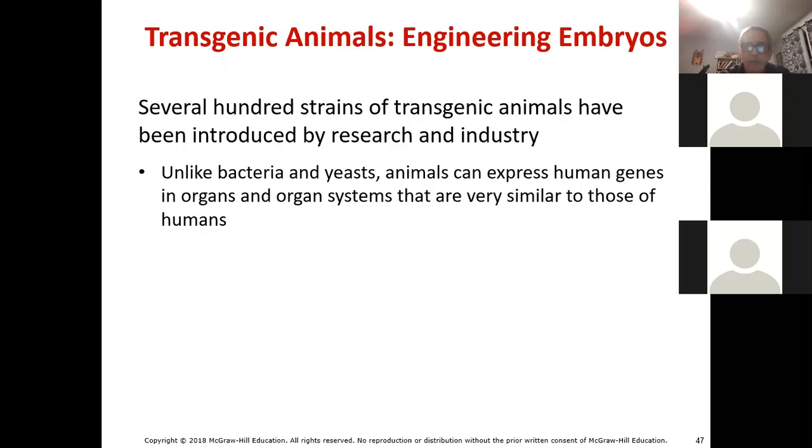Another area is transgenic animals. This involves engineering embryos. Hundreds of strains of transgenic animals have been introduced by research and industry. Unlike bacteria and yeast, animals can express human genes in organs and organ systems very similar to humans.